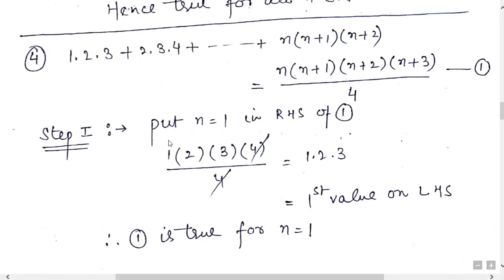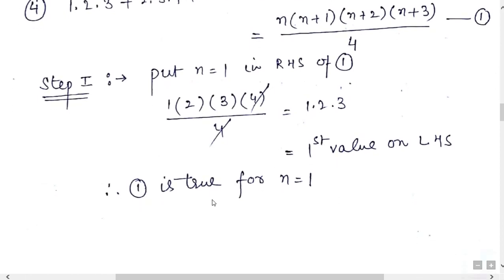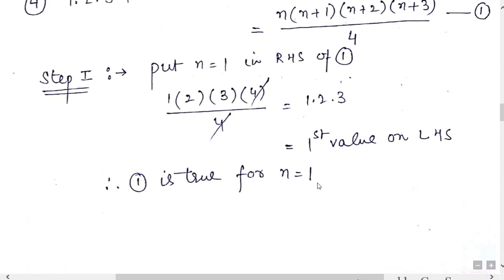In step number 1, put n is equal to 1 in the right hand side of number 1. 1 into 2 into 3 into 4 divided by 4. The answer is 1 into 2 into 3. It is the first value on the left hand side. Therefore, number 1 is true for n is equal to 1.